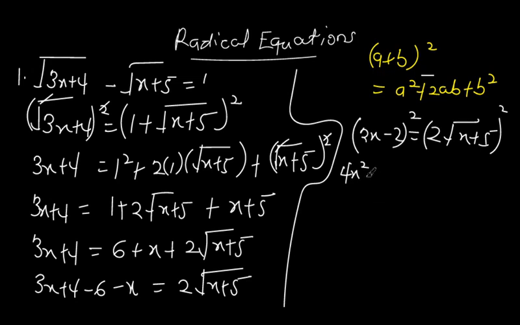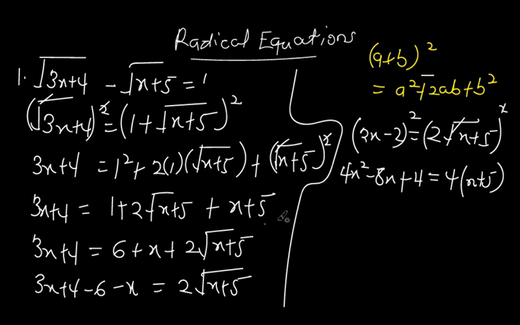minus, now 2 times this 2 will give us 4, times the 2 in front over here will give us 8, so minus 8x, then plus the 2 squared over here is 4, is equal to, so we have this, now the 2 over here squared will give us 4 into bracket root of x plus 5 squared, the square will cancel the root sign, and then we have x plus 5.